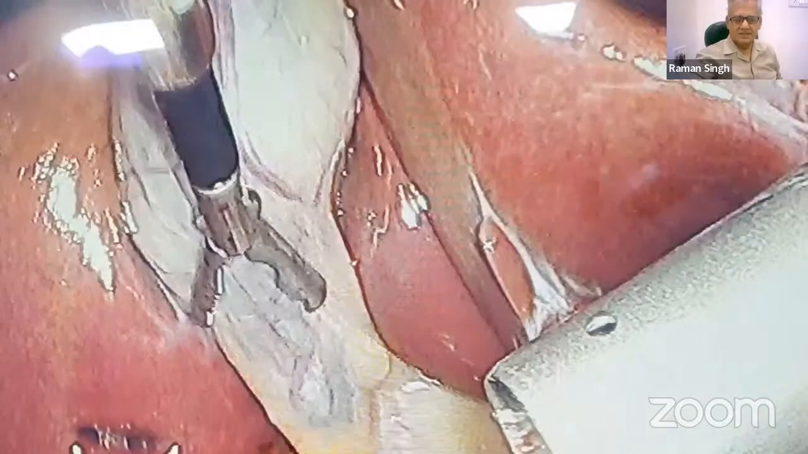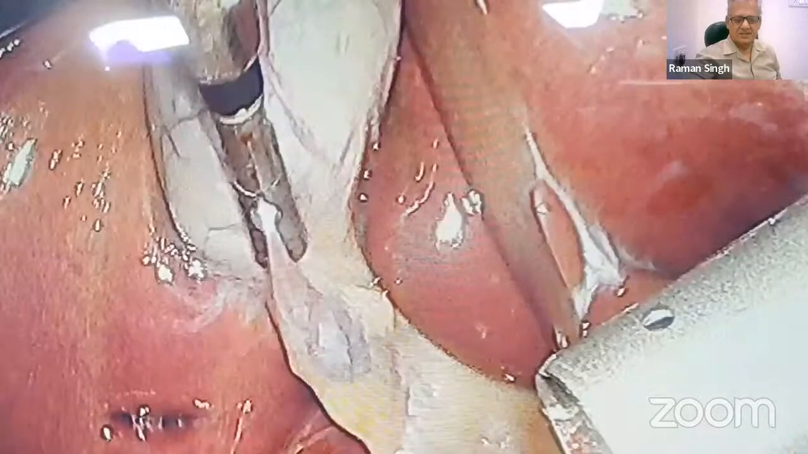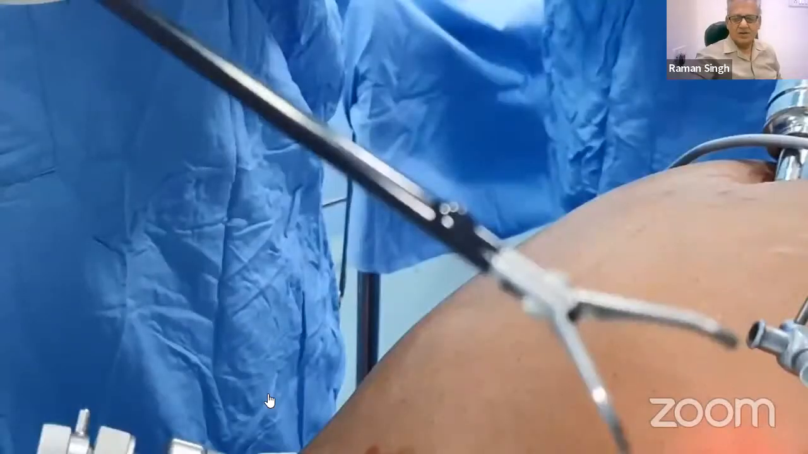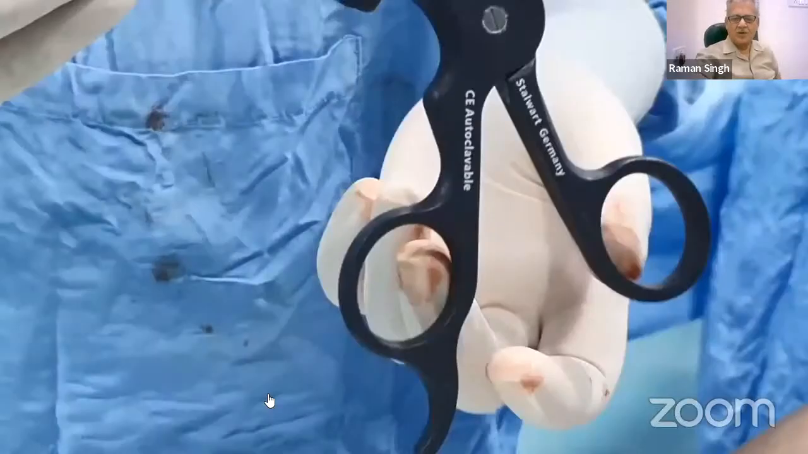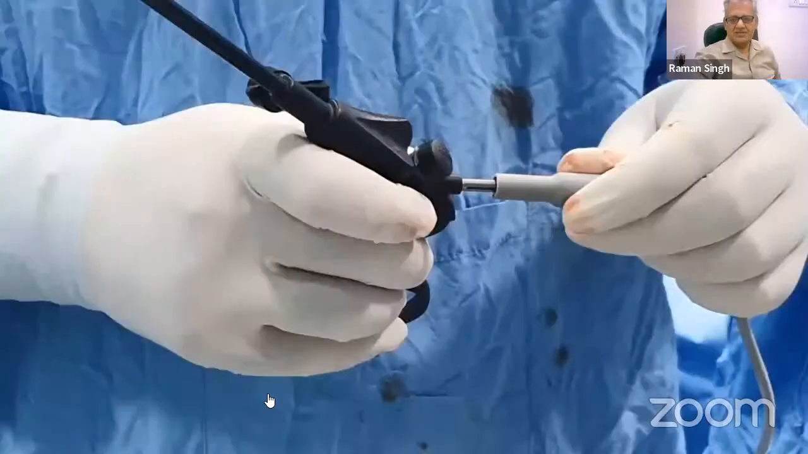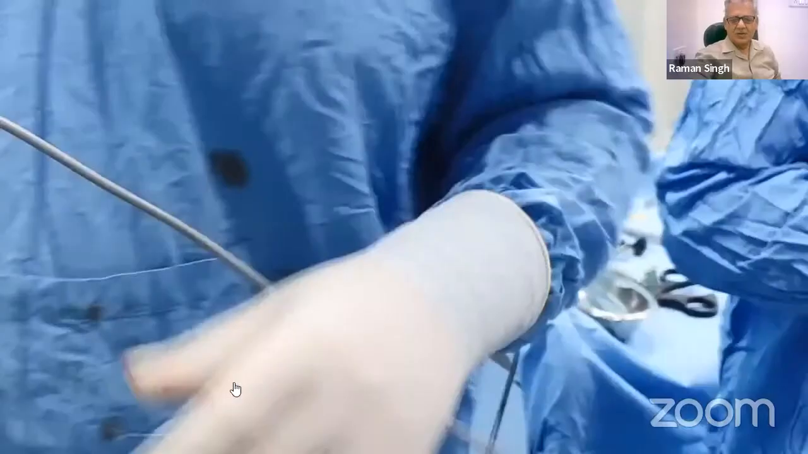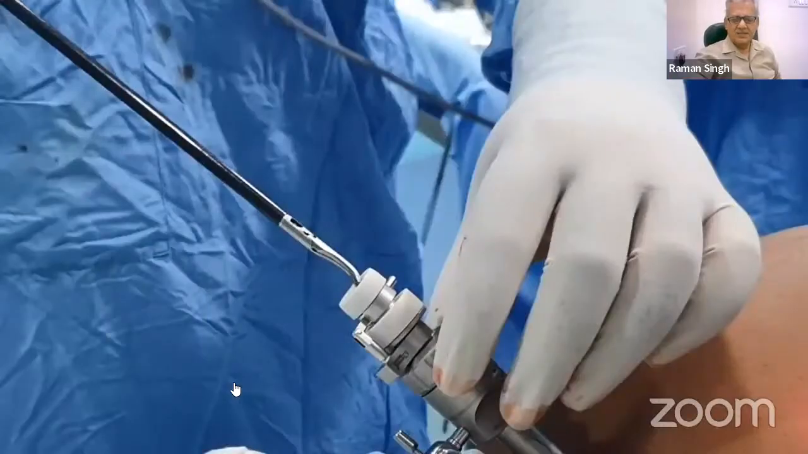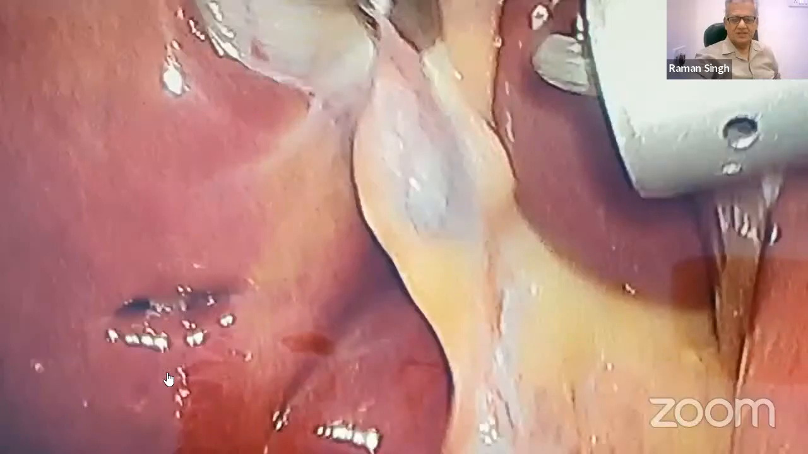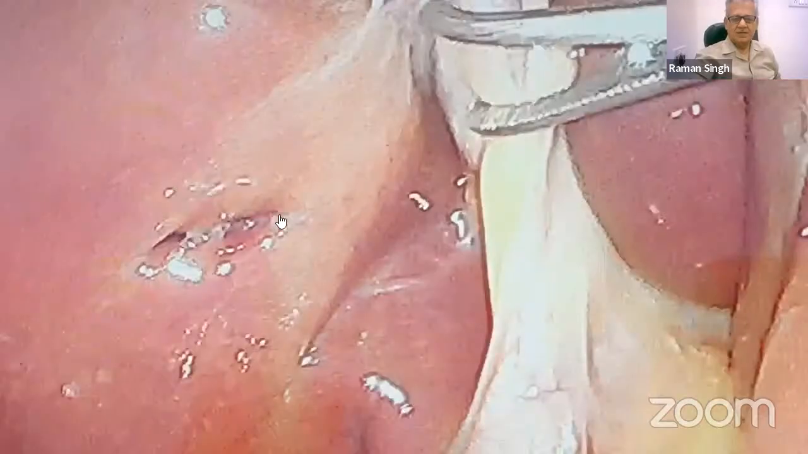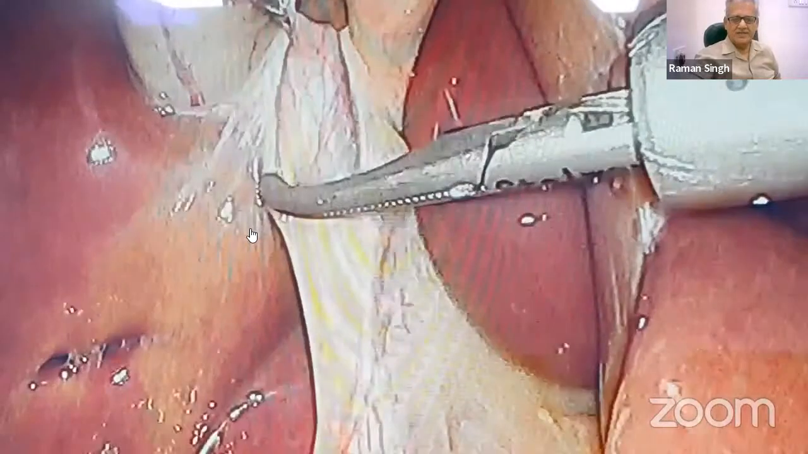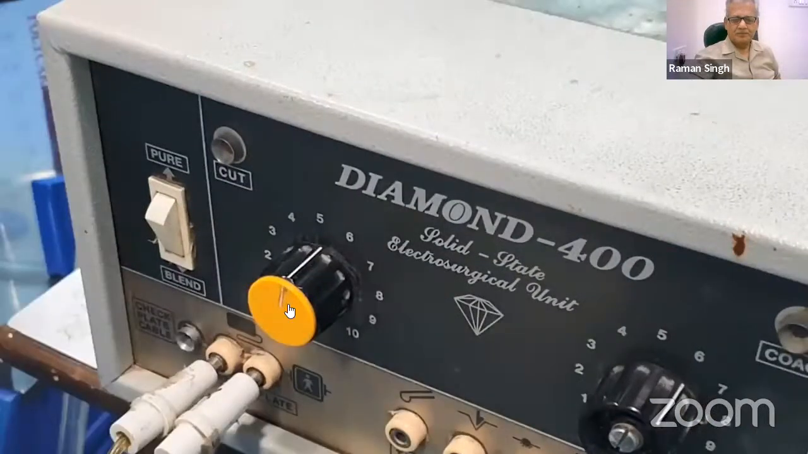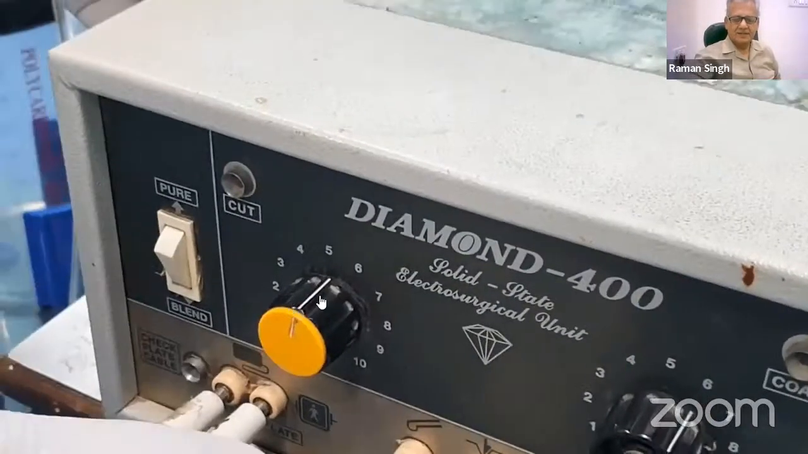This is the Rouviere's sulcus. This is the landmark below which you should not go, to prevent injury of the common bile duct. So the Rouviere's sulcus is very important. Whenever you start your surgery, just do this. This is Rouviere's sulcus. You should not go down. So he is starting his dissection just above the Rouviere's sulcus.